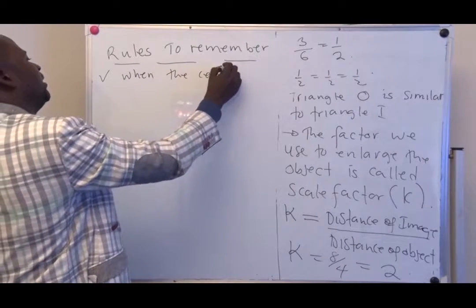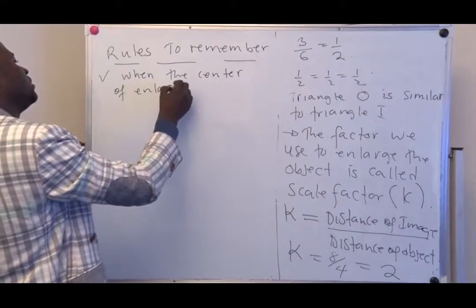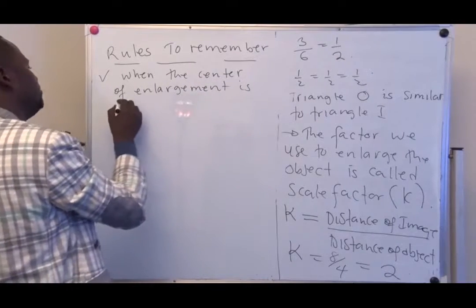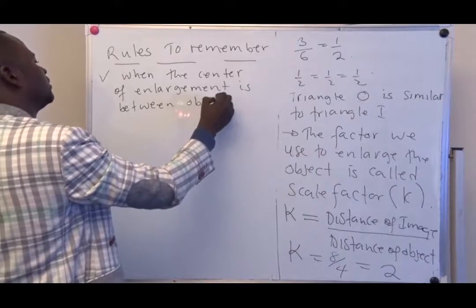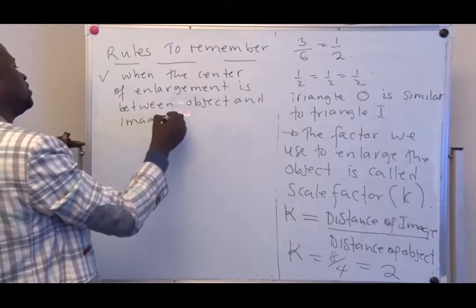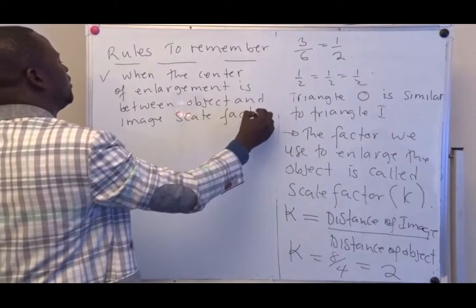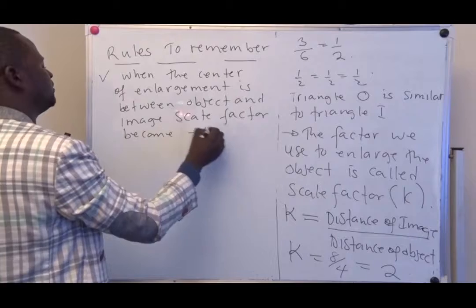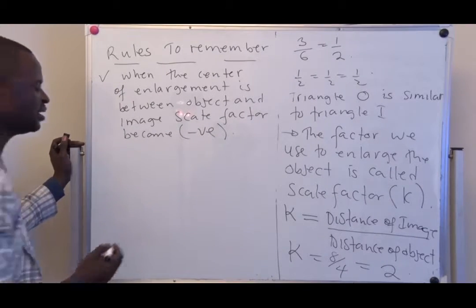When the center of enlargement is between object and image, the scale factor becomes negative, meaning your answer should be negative after calculating. A good example is this one.